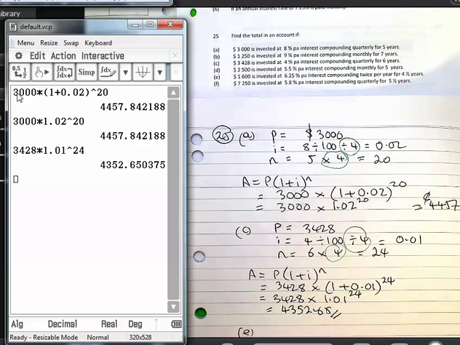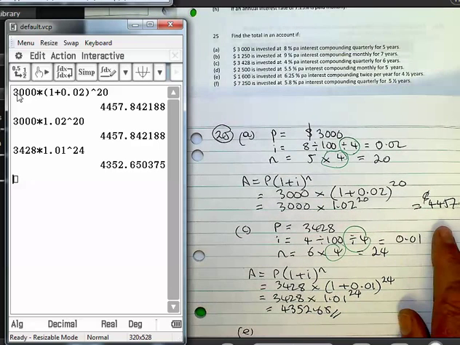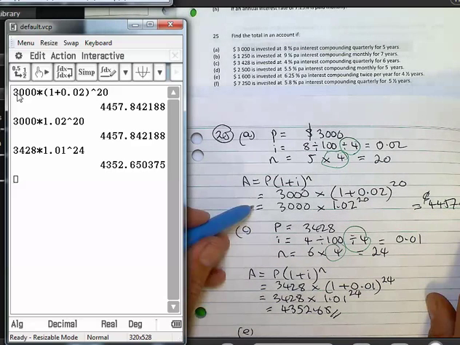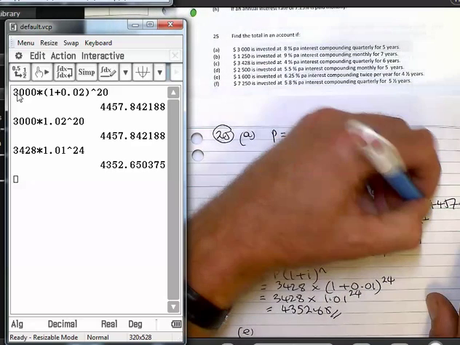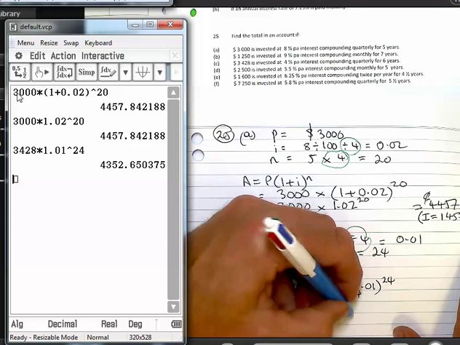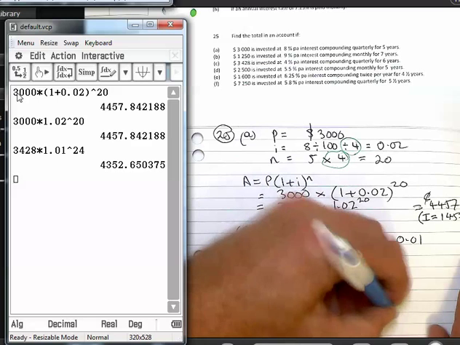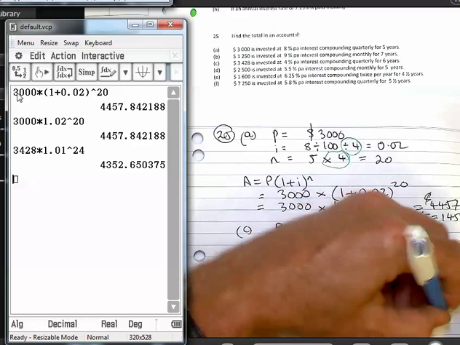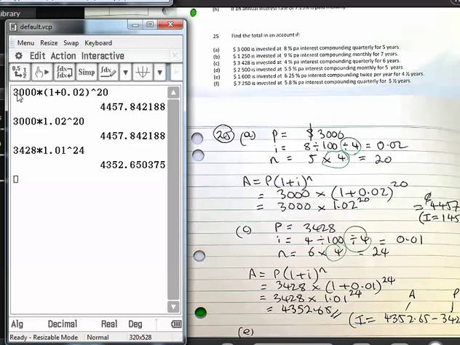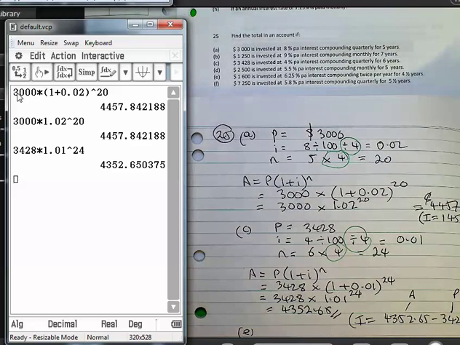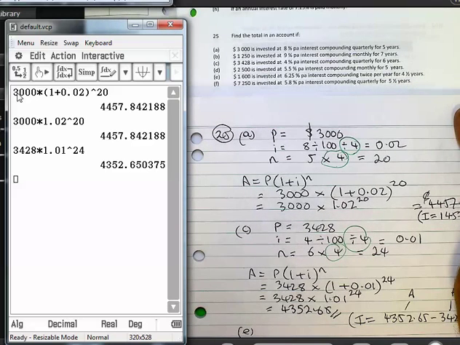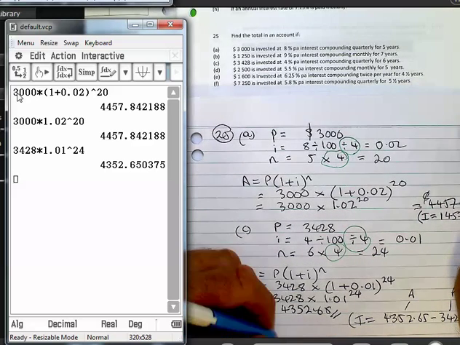I'll work through E on the same basis. Please notice that when you do this, the amount in the account includes the principal as well. So really the interest here, subtracting the 3,000. And if I wanted to find the interest here, I'd do the subtraction between the amount in the account and the figure invested. So A, take P. I'll work through 25E now. Same tactics.